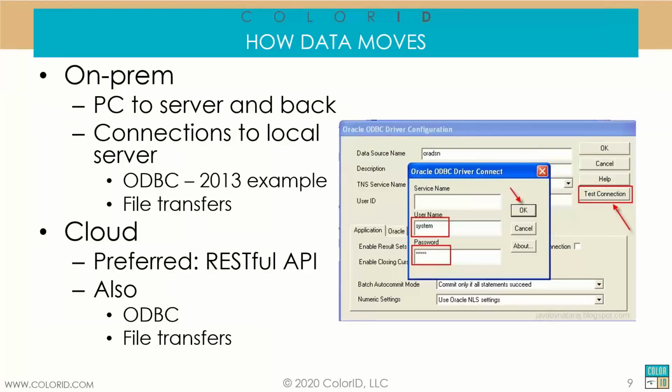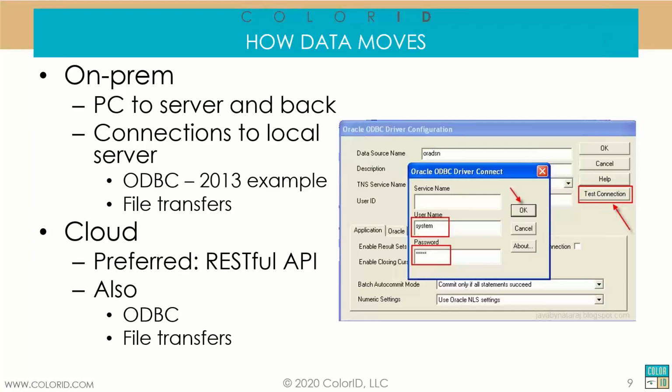Just some of the differences, because there has been a lot of talk about cloud ID software. When the software is on-prem, it will connect usually from the PC to a server and back. Data goes back and forth. Usually the server connections are either over ODBC or file transfers. I mean, right there's a 2013 Windows ODBC driver, and it should look pretty familiar because it has looked like that for a long time.